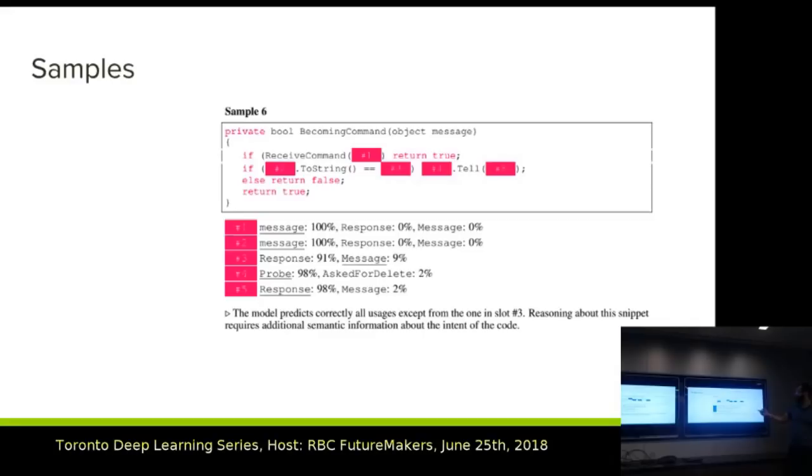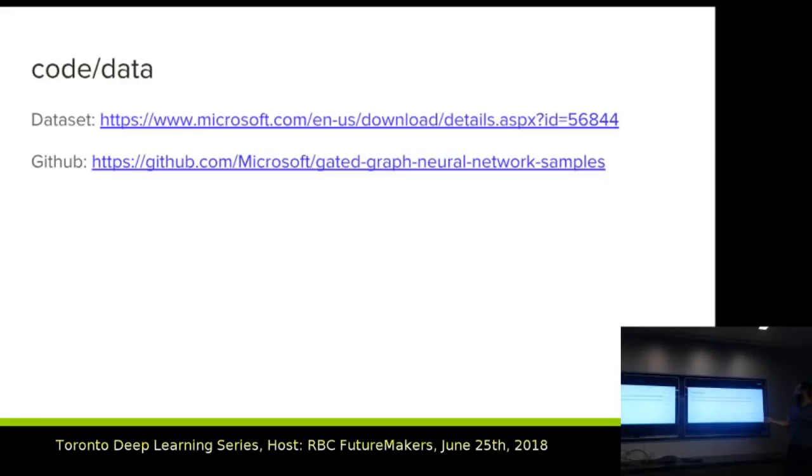And I chose this one because it makes a mistake. The type correct variables that you have here are message, response, and message with capital M. And in all places that they removed, it predicts it right, except three. That makes a mistake. I think that's about it.